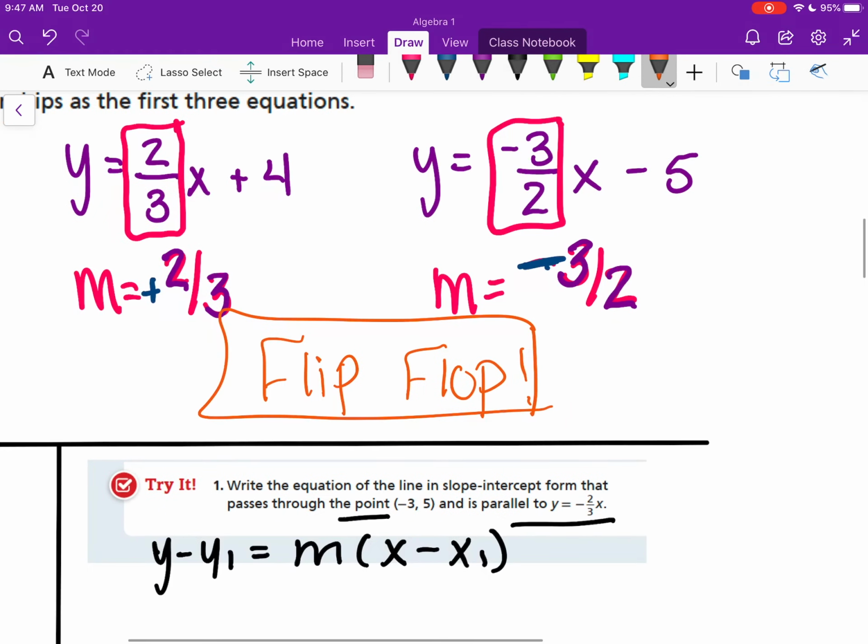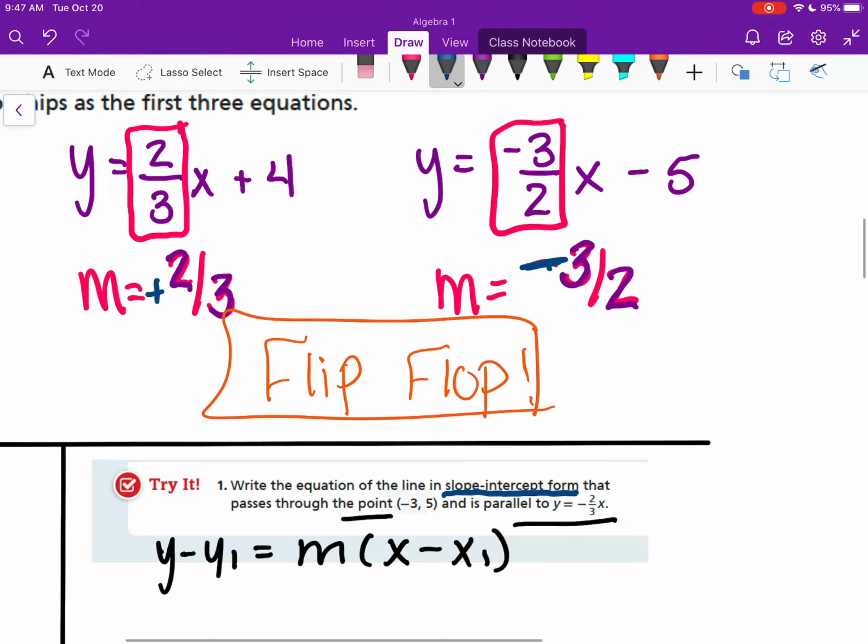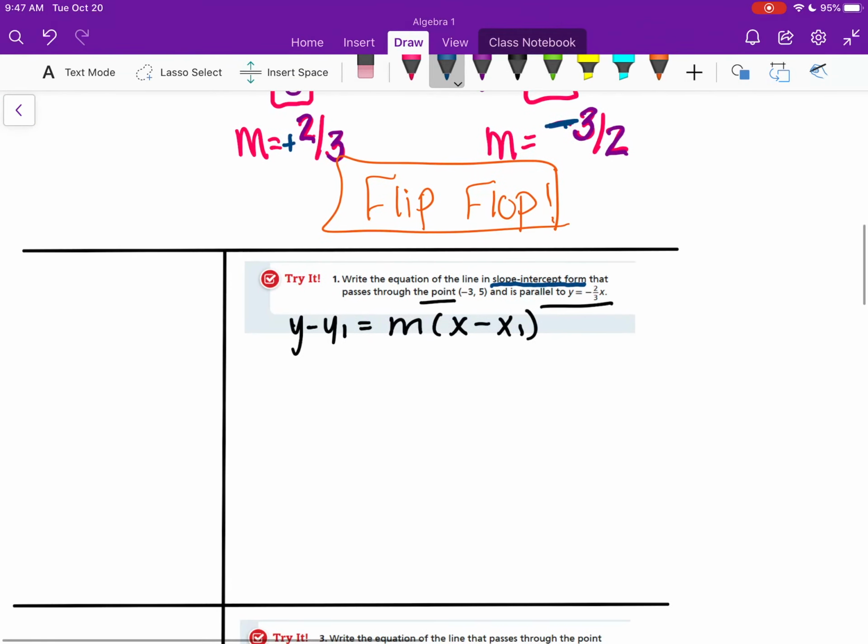Example 1 asks us to write the equation of the line in slope-intercept form, so it told us what format it wants it in, that's important, that passes through the point -3,5 and is parallel to a given line, y equals -2/3 x. So let's dissect this real quick. They're telling us to write an equation of a line. Okay, we know how to do that. And it tells us a point that it passes through, and it tells us that it's parallel to a line. Well, what did we just learn about parallel lines? Parallel lines have equal slopes.